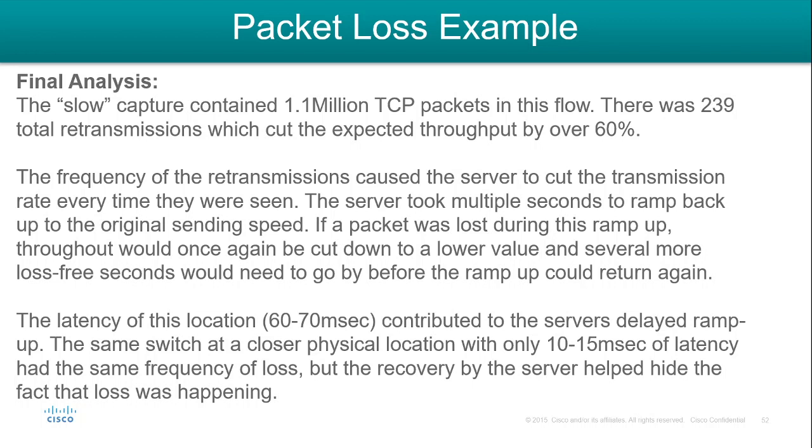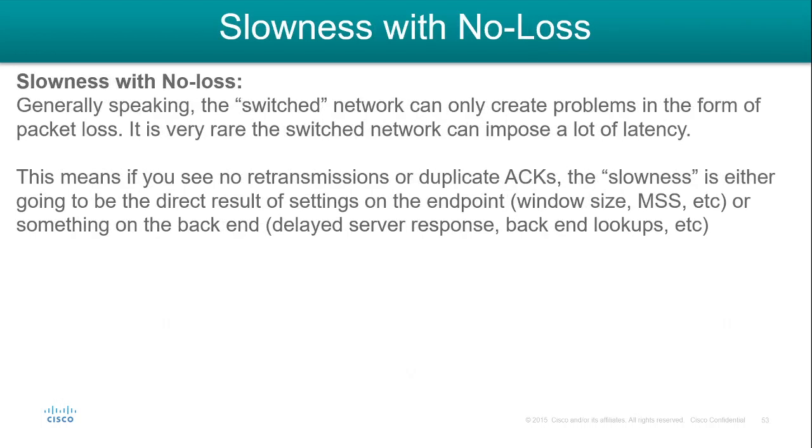And this also brings us to our next example, which is slowness with no loss. And this could be sort of tricky. What happens if you go through this entire process and you see that there is still evidence of slowness in the environment, but the customer says, yeah, but there's no packet loss? Well, in that case, it may not be an issue with the network. It might be something with the client.